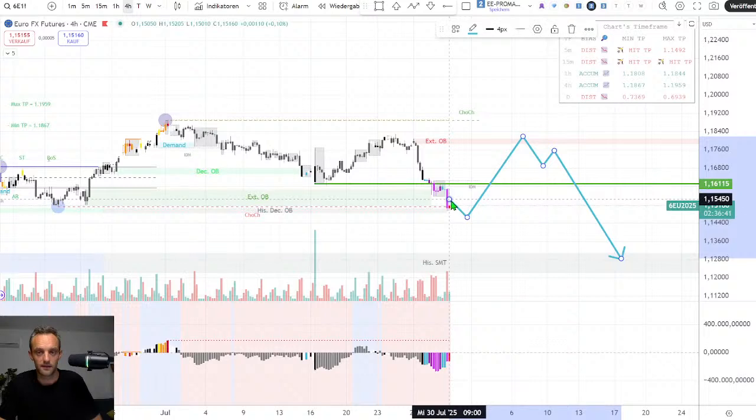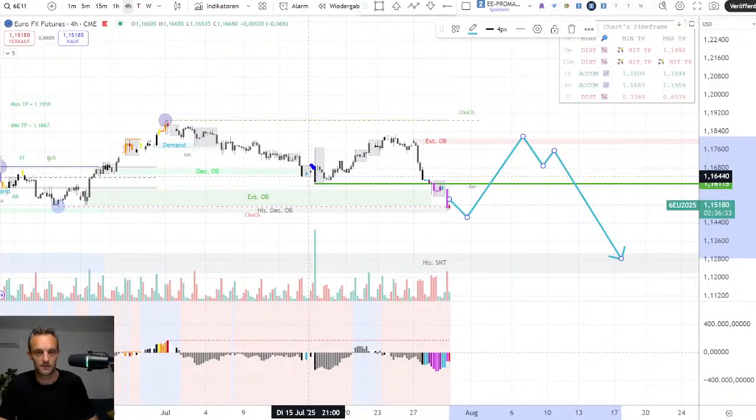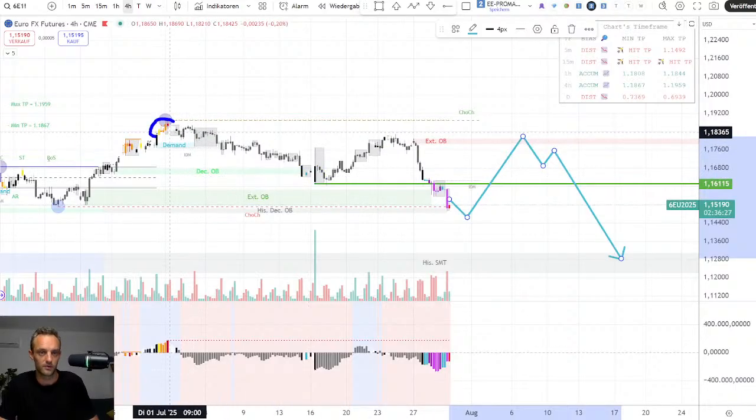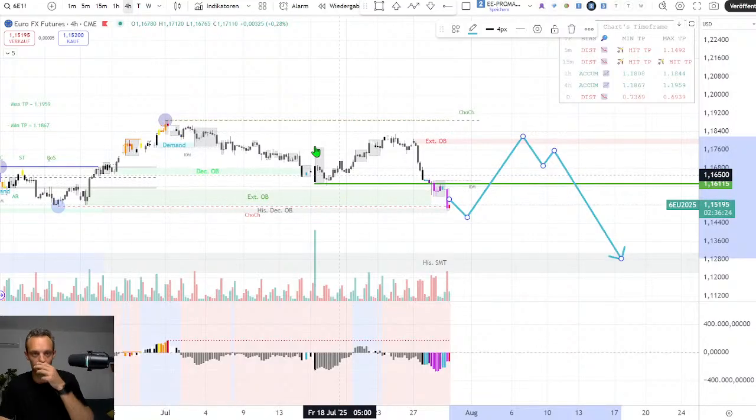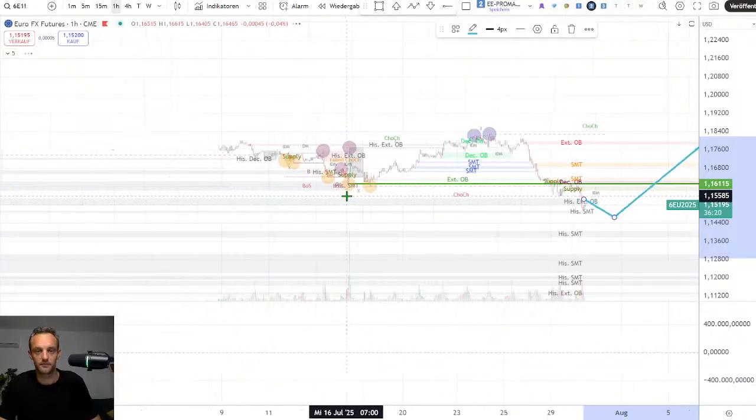So I always say this, like when the color goes, it's very important, because we had a similar situation here, a little bit ugly phase here, an ugly bottom building phase, and also here. Okay, so very important. Let's go to the 1-hour chart.